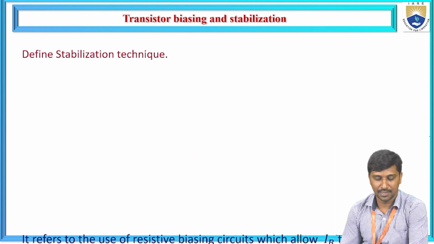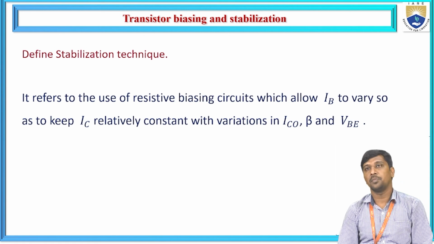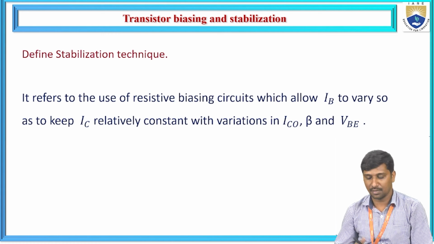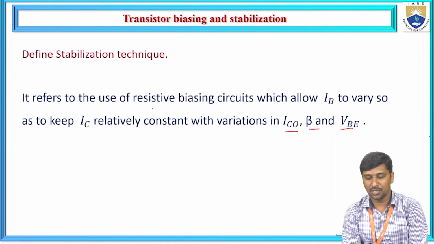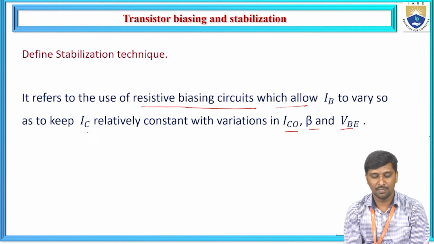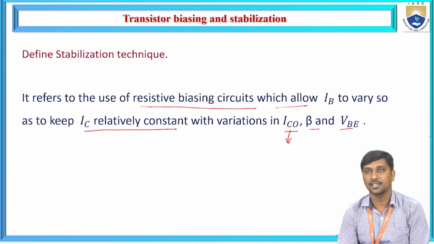Now define stabilization technique. What techniques are required to maintain a proper operating point with respect to changes in thermal temperature, which change parameters like IC naught, beta, and VBE? It refers to the use of a resistive biasing circuit which allows the base current to vary so as to keep IC relatively constant. IC naught means reverse saturation current, beta is the DC current gain of the common emitter configuration, and there is the input voltage. If temperature changes, these temperature dependent parameters, reverse saturation current, beta, and input voltage, are affected.